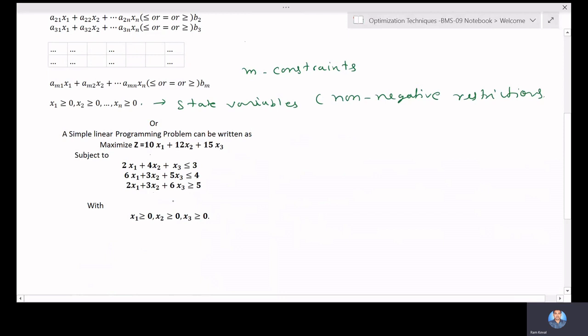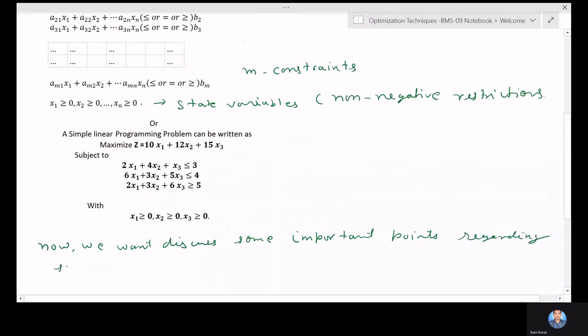Now our motive is to find a solution of the given problem. That means we want to find x1, x2, and x3 which maximize the objective function z. Now we want to discuss some important points regarding the solution of LPP, linear programming problem.